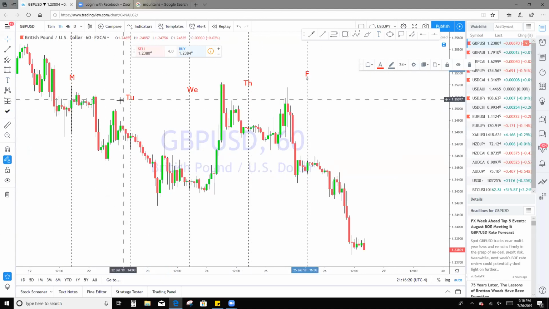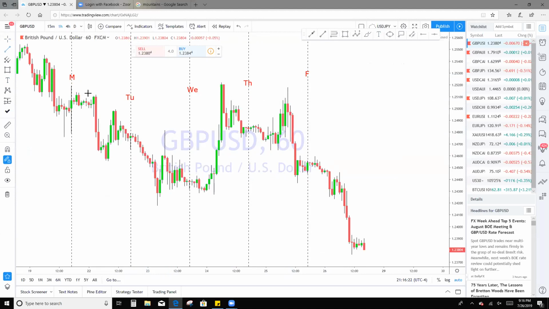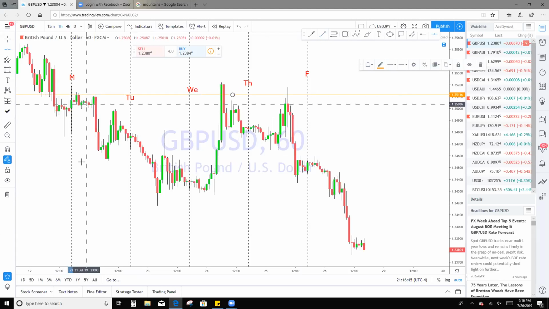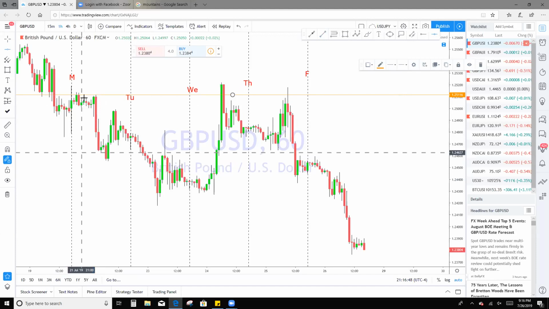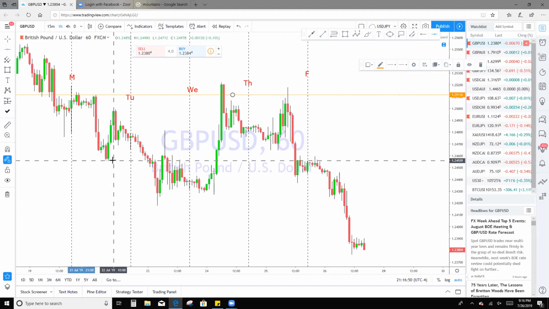So what you could do, wherever you see Monday, you can just grab a horizontal line. Wherever you see the top of Monday's candles, that's Monday's high of the day. You can easily take a little line and just place it on Monday's high. Then you could also come here and place it on Monday's low.